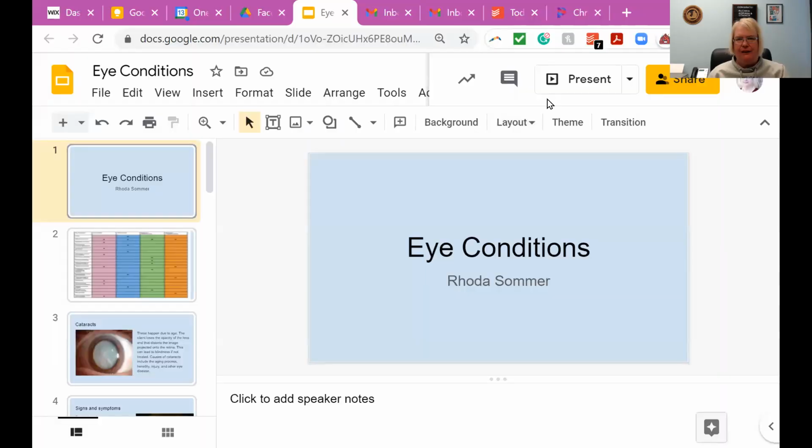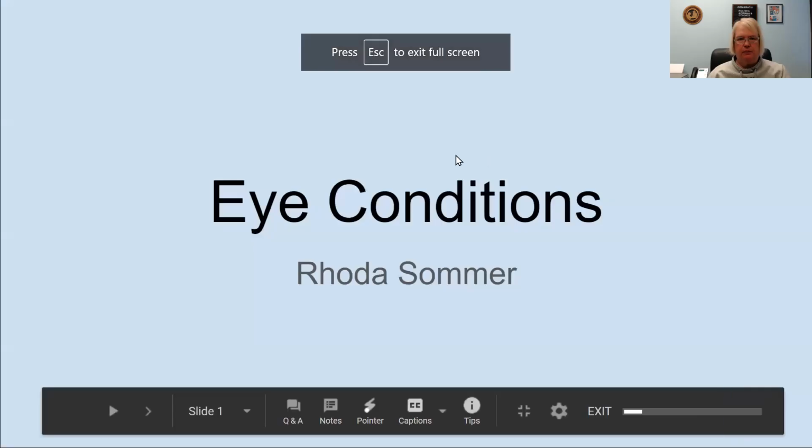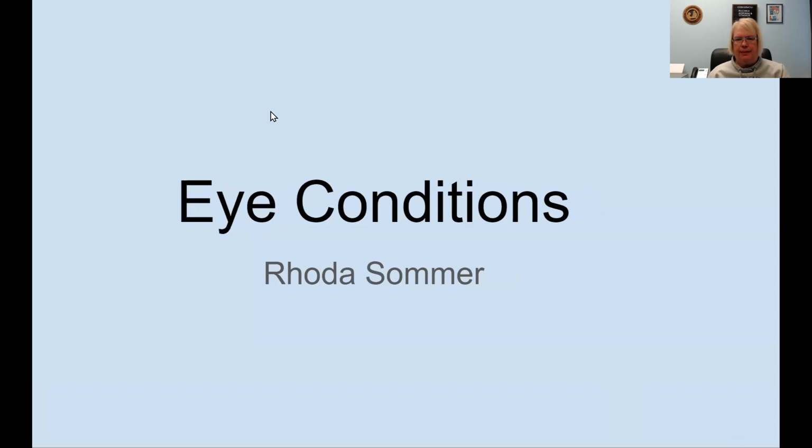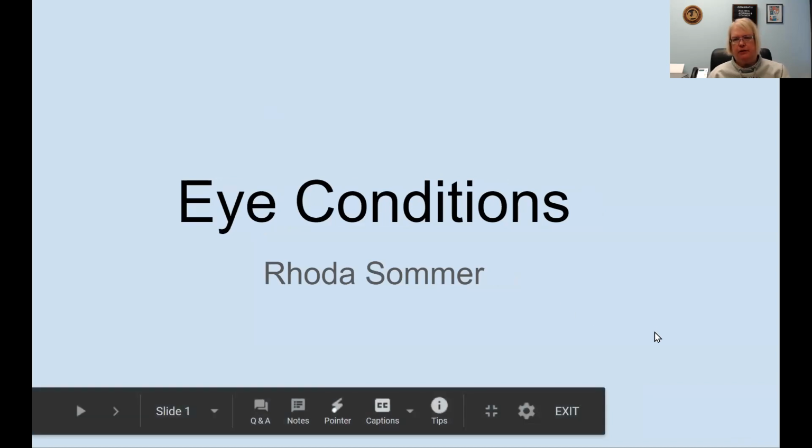And today we're going to talk about eye conditions. And these are ones that are constantly being missed when students are in my office, partially because they get the symptoms of them confused.